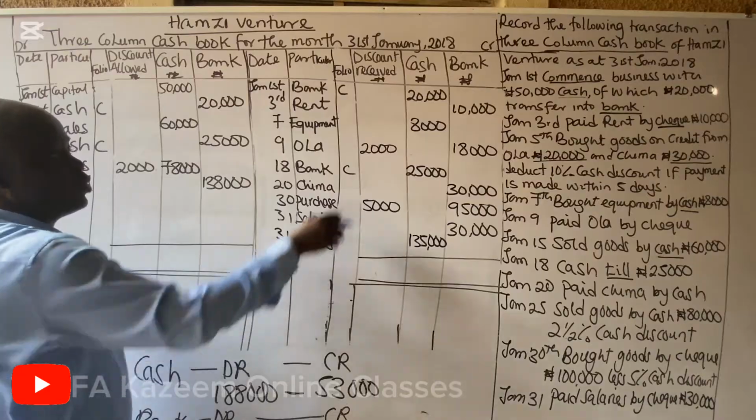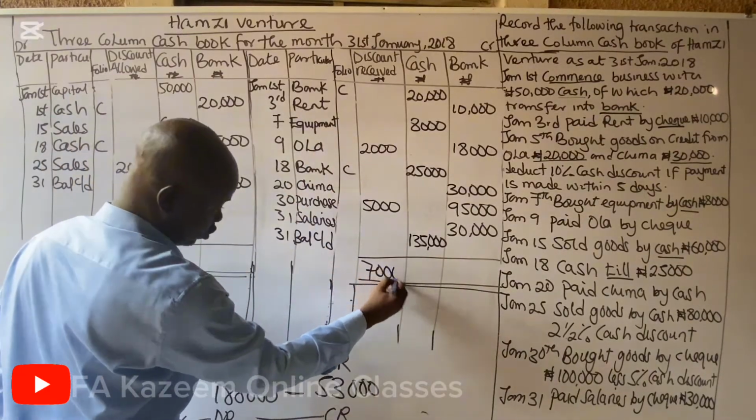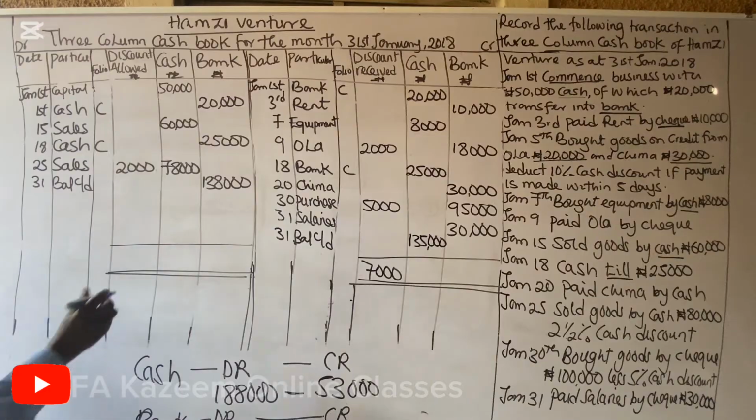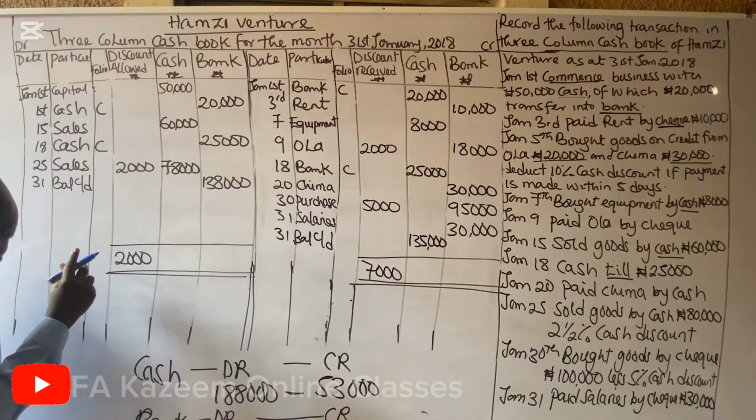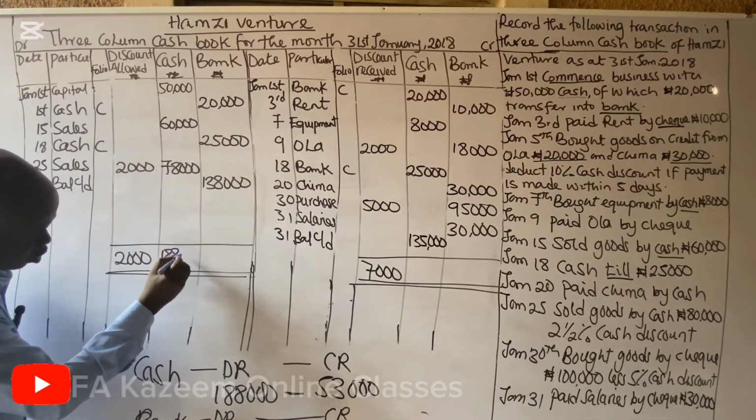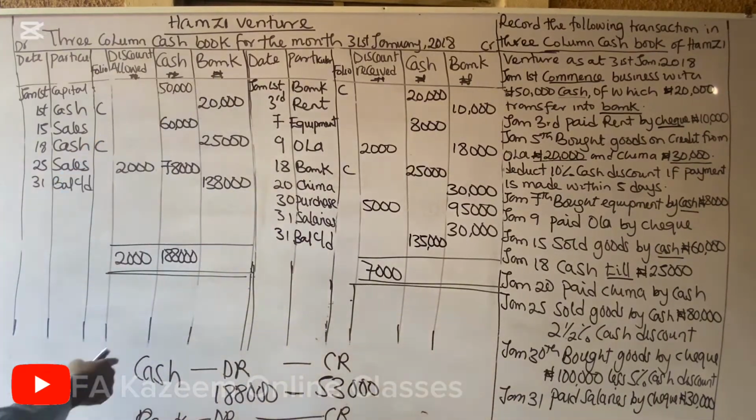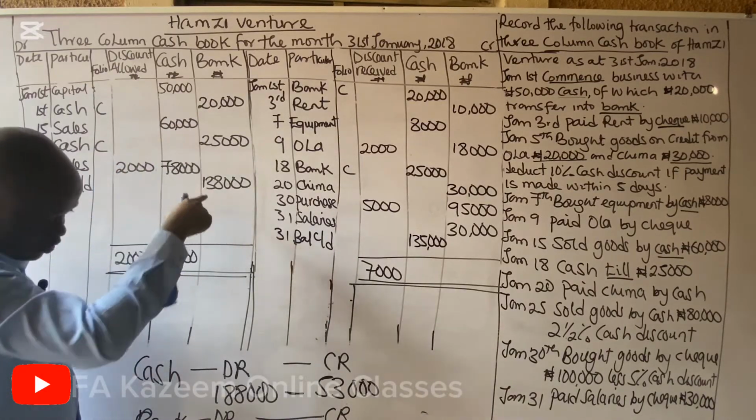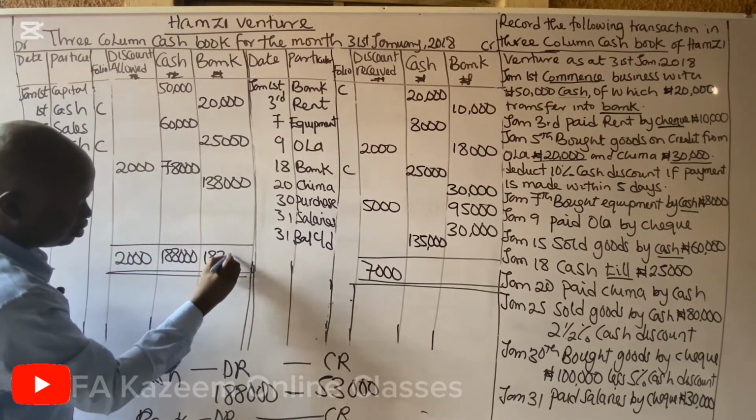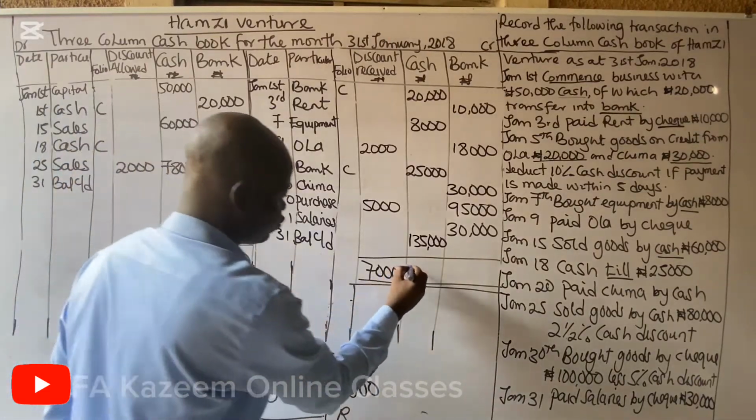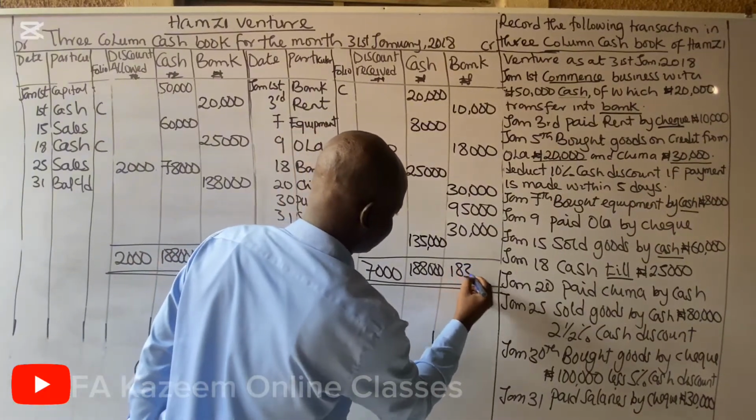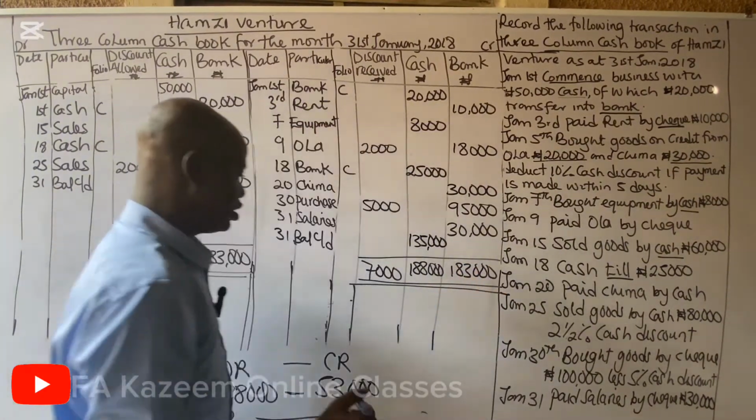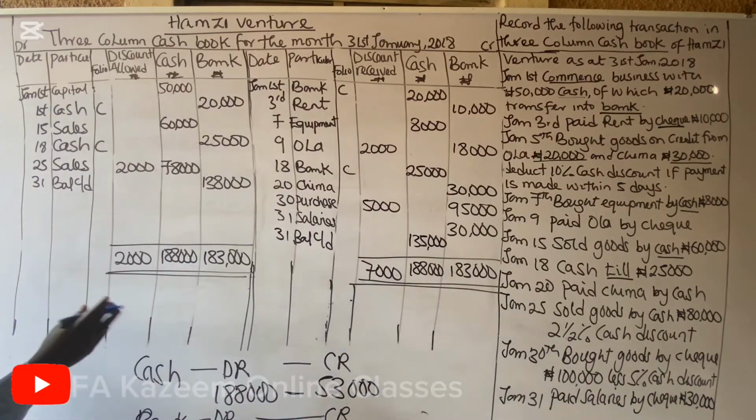Now, when closing the account, we add the discount together. The total discount received is 7,000, and the total discount allowed is 2,000. For cash, we have a total of 188,000. How do we get that? Total of this. For bank, we add everything together plus the balance carried down. We have 183,000. Here is 188, and this is 183,000.